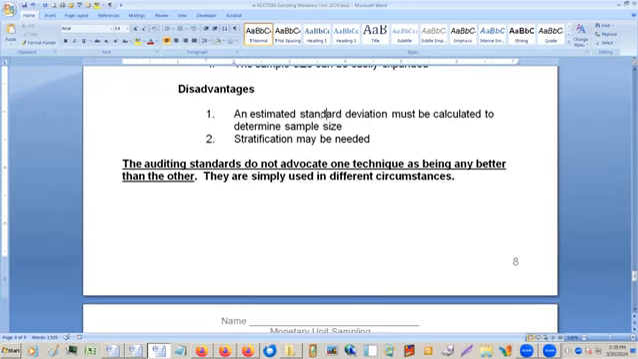Disadvantages: estimated standard deviation must be determined before you pick your sample, which is kind of counterintuitive. You've got to take a sample of the sample sometimes. And stratification may be needed. We'll talk more about that later.